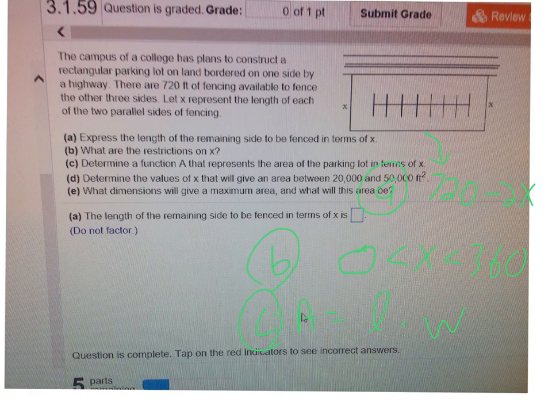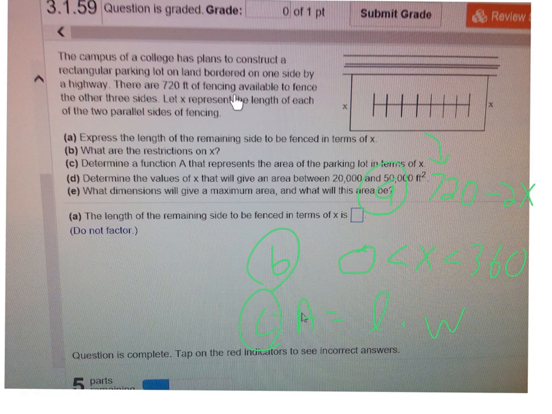Oh, I saw your question in the email. You've got a campus parking lot laid out in this manner. You've got 720 feet of fencing to put around it. And I guess this side's next to the road, so you're not going to fence that side, just the three sides.